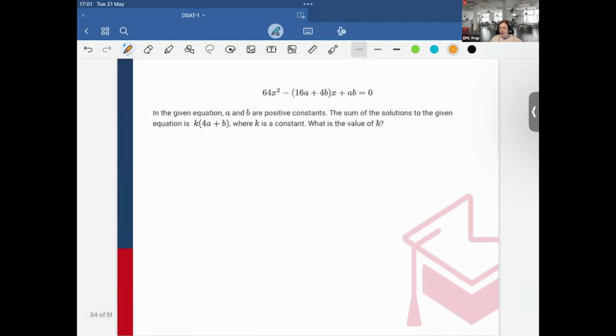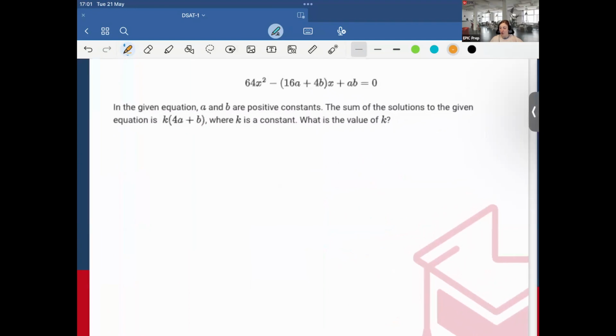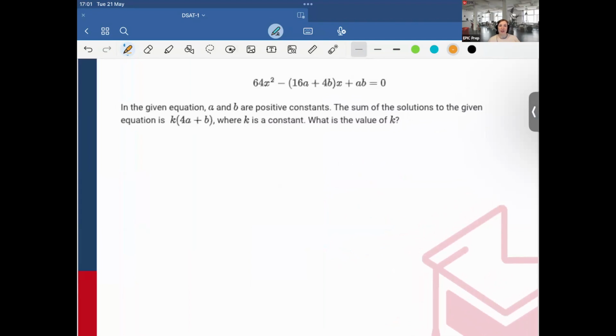Let's take a look. So first, this one we can apply a shortcut since it's a quadratic. Okay, let's see. So in the given equation, a and b are positive constants. The sum of the solutions to the given equation is k times a plus b, where k is a constant. What's the value of k? Okay, so remember this shortcut. If you ever see sum of the solutions for a quadratic equation, it's negative b over a. Okay, so let's see what the b value would be here.